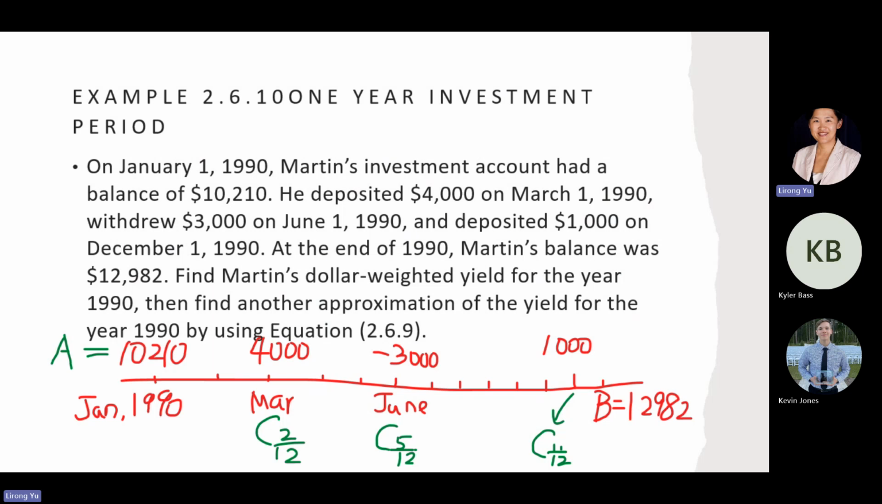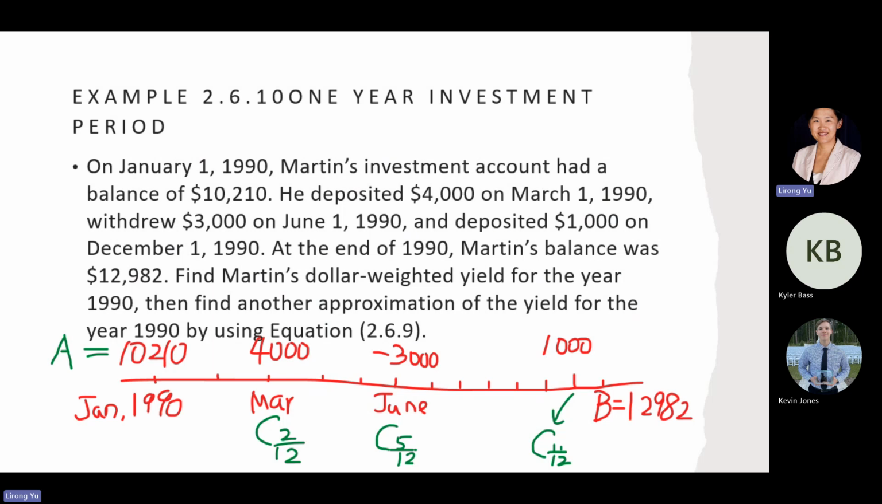We call it 10,210. Right, March 1st. Where is March 1st? March 1st is right between February and March, roughly the same as February 28th, right? So March 1st is when 2 months have passed, and there are 10 months coming. So I put the time as 2/12. That 4,000 is deposited at time 2/12.